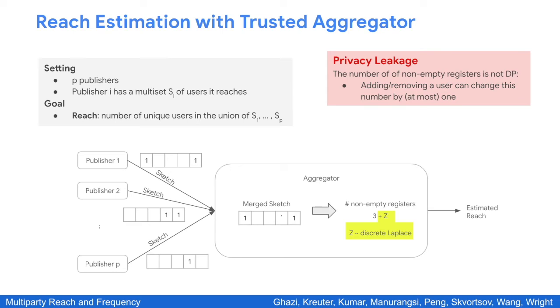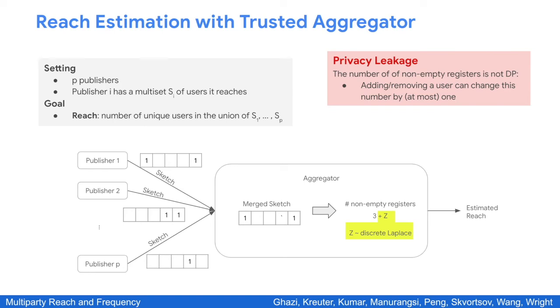Notice here that each publisher's communication now scales with the sketch size instead of the set size, and as we discussed earlier, the former can be much smaller than the latter. Alright, so that's the reach estimation algorithm in the trusted aggregator model.